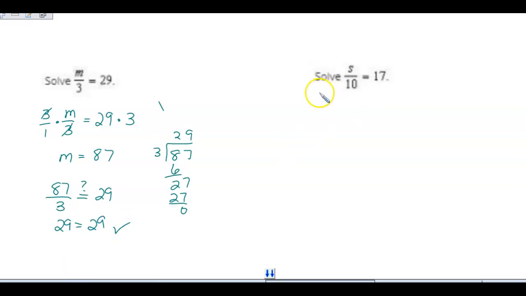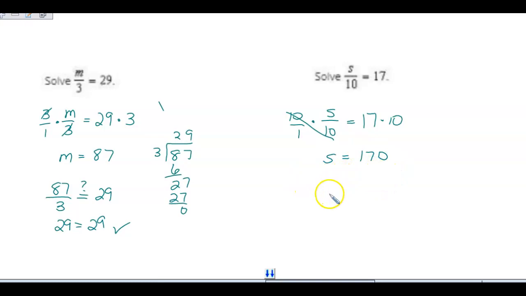Our next example is s divided by 10 is equal to 17. What is my operation? Correct, it's division. So the opposite or the inverse is to multiply each side by 10. Those simplify down. S is by itself. 17 times 10 is 170.